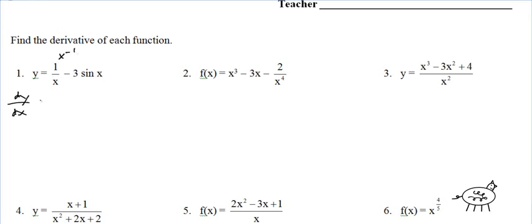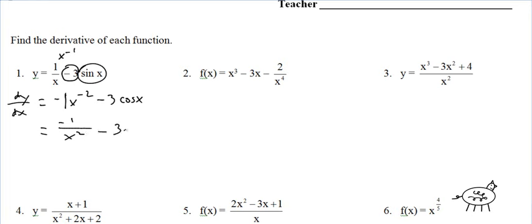If I use that, I get negative 1 x to the negative 2. And then sometimes people use the product rule with this, and don't do that because it's negative 3 times the derivative of sine of x, which is cosine of x. So you have a final answer of negative 1 over x squared minus 3 cosine of x. Okay, it's pretty easy. This one is pretty easy too.